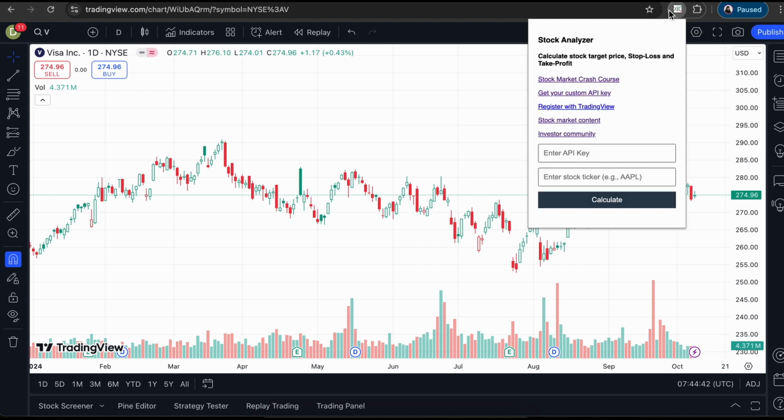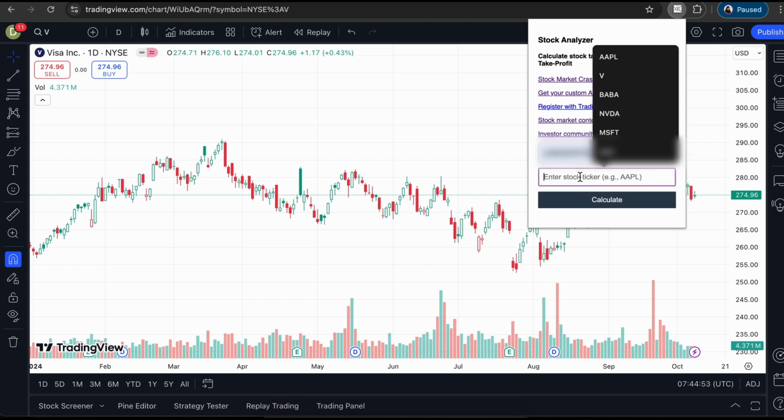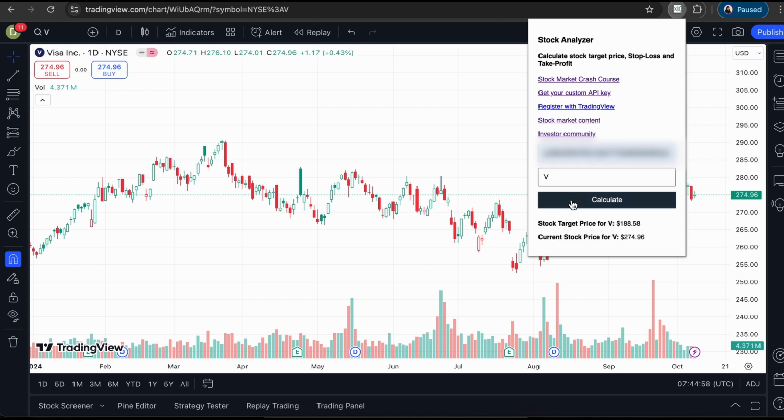And again, what you should do here is very simple. Obtain your custom Financial Modeling Prep API key. Again, the link will be in the description. Once you obtain your key, you simply input the stock ticker. In our case, it's Visa. And then you press the calculate button.